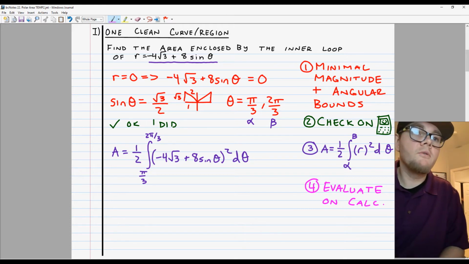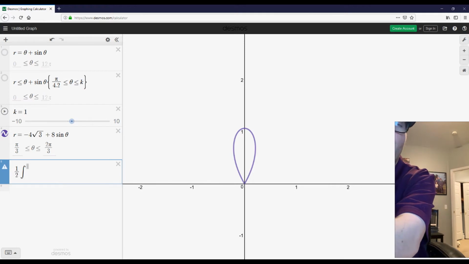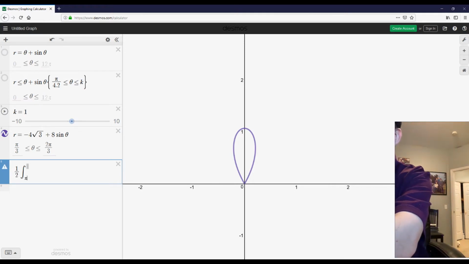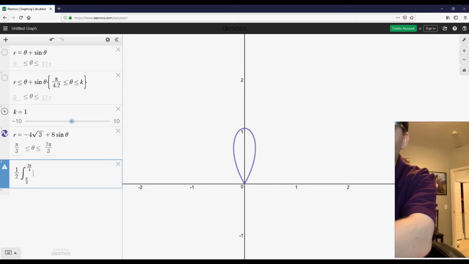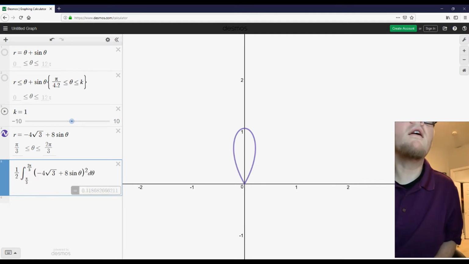And I have Desmos ready, so let me pull it up there. We might as well throw it in there and remind you that you can do cool stuff on Desmos this way. We'll go from pi over 3 to 2 pi over 3. We're going to do our integral. It was negative 4 square root of 3 plus 8 sine of theta, squared, and we'll have d theta. And it tells me that our area is right here.